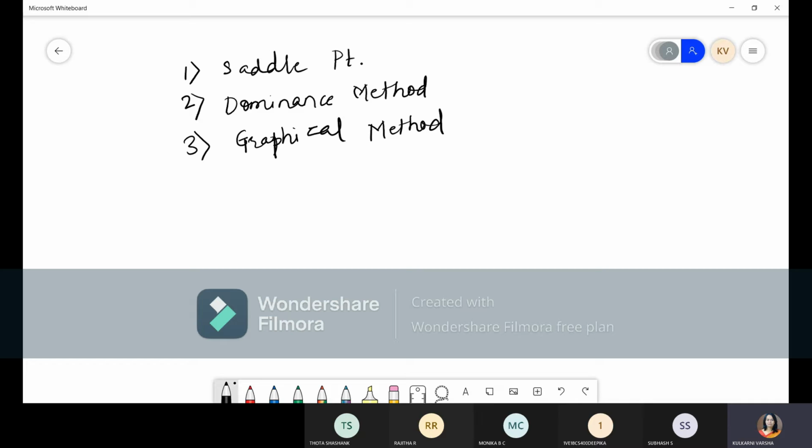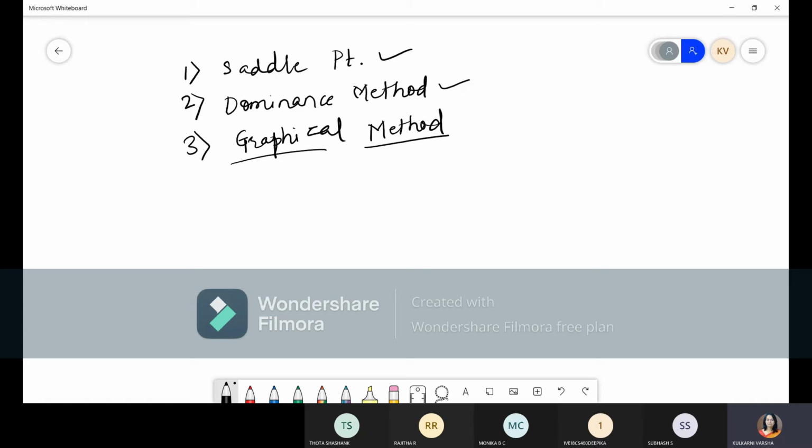Okay, so we have seen this first and second. We'll just see this today, the graphical method. It's a very easy method. Don't leave this kind of problems. It's very easy. So just going with the graphical method.